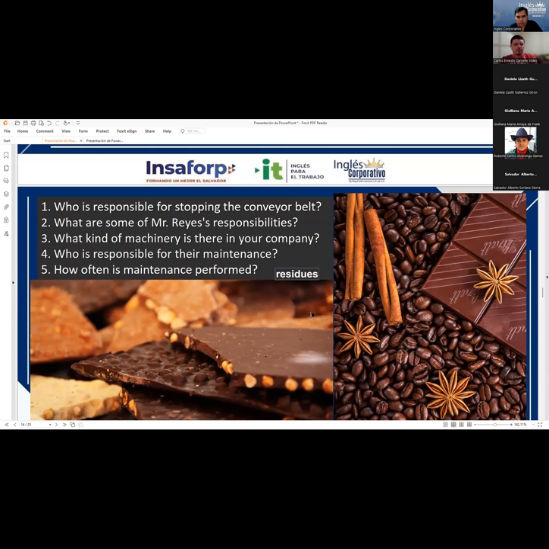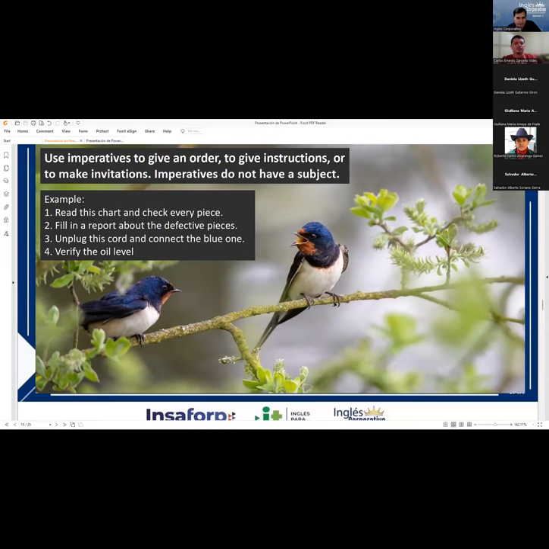Residuals. Exactly. When there are residues, they have to wash it to avoid contamination. Some pieces, you know. Yes, of course, to avoid contamination. Exactly. All right, excellent.